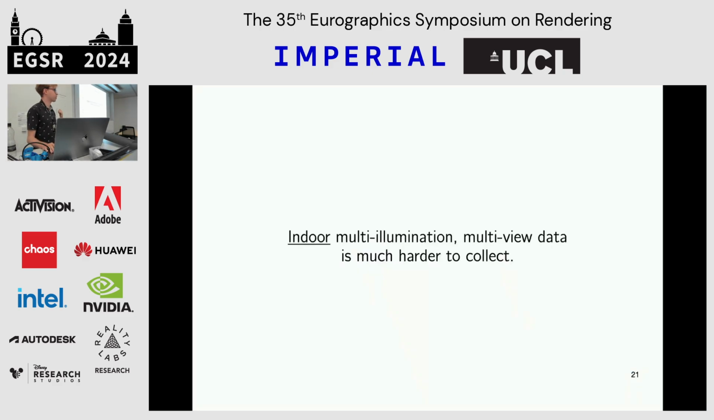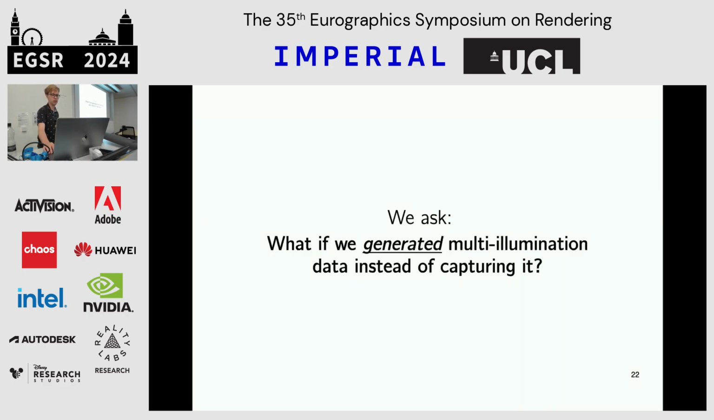But that's for outdoor scenes, right? And that's for popular monuments. So for indoor scenes, it's really tricky to collect multi-view, multi-illumination data. You need to move a light source around. It's very cumbersome. And what we'd really like to do is just capture a normal NeRF and then relight it. So what we asked ourselves is, what if we generated multi-illumination data instead of capturing it and used that for relighting? So given that generative models are so effective now, can we use them for relighting?